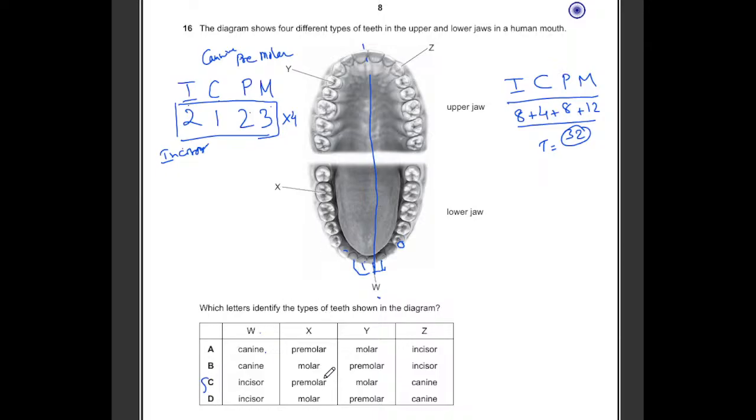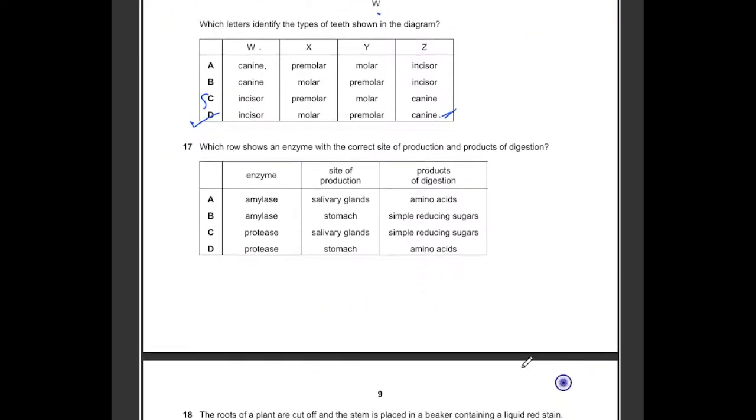Next one, X is a premolar or molar. Where is X? Molar, this one should be X, right? And this is the molar side, right? You can see how the crowns are there. So the option is D here, molar. Y is the premolar, and the last one, Z, is a canine. So this stands the correct one here. Okay, so that's the correct answer, D here.